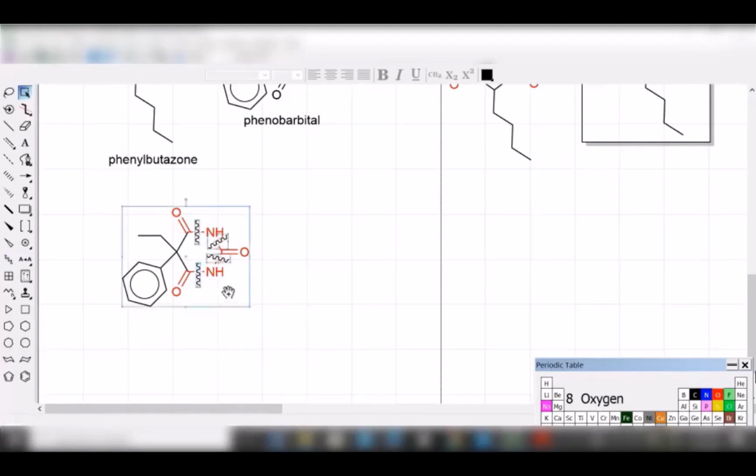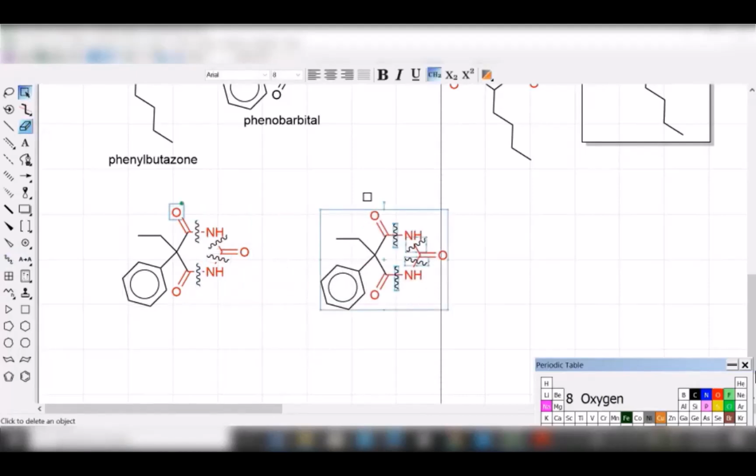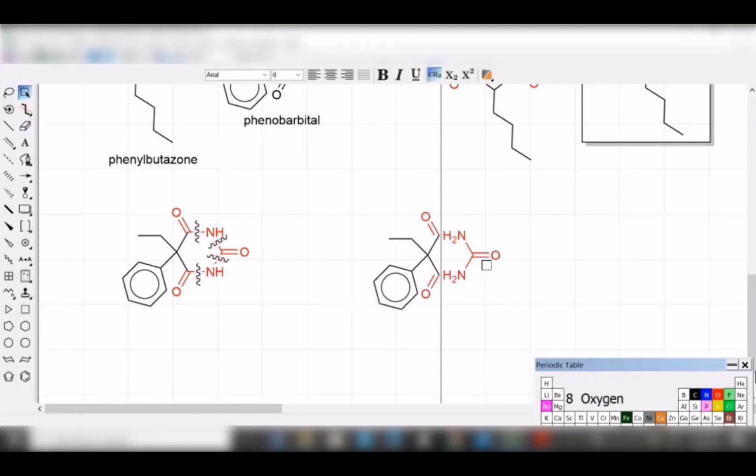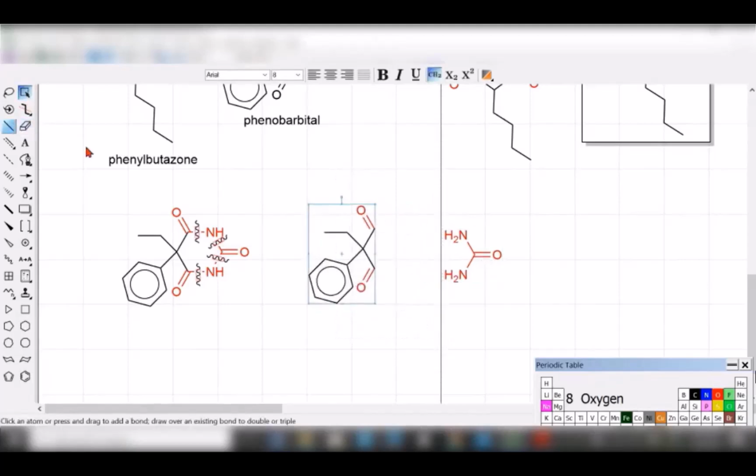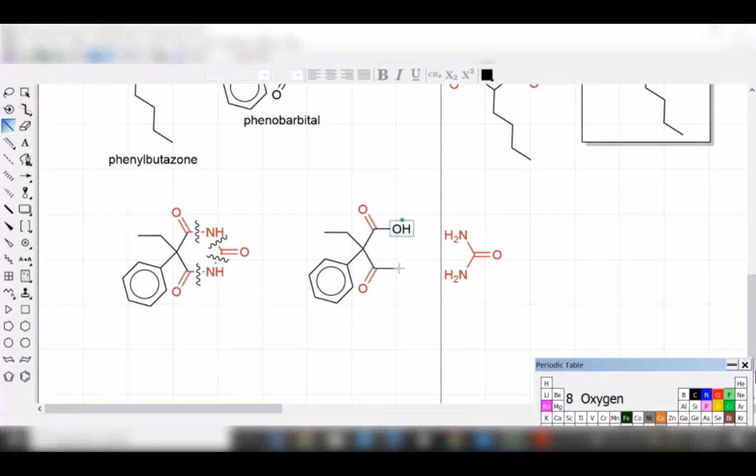If I were to draw the product out under, again, as I mentioned, acidic hydrolysis, I'm going to first cleave here and here. I'm going to cleave these two parts. First, I'm going to draw them out slowly. So you're going to get this dicarboxylic acid. I think this is fine.